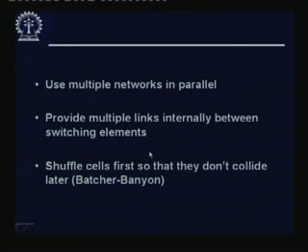The other ways are to use multiple networks in parallel. Provide multiple links internally between switching elements, shuffle cells first so that they do not collide later. This is also another kind of switch, quite common, known as the Batcher Banyan switch. The Banyan part we have seen; the Batcher part does some shuffling of the input cells so that in the Banyan part they do not collide by contending for the same switching element.